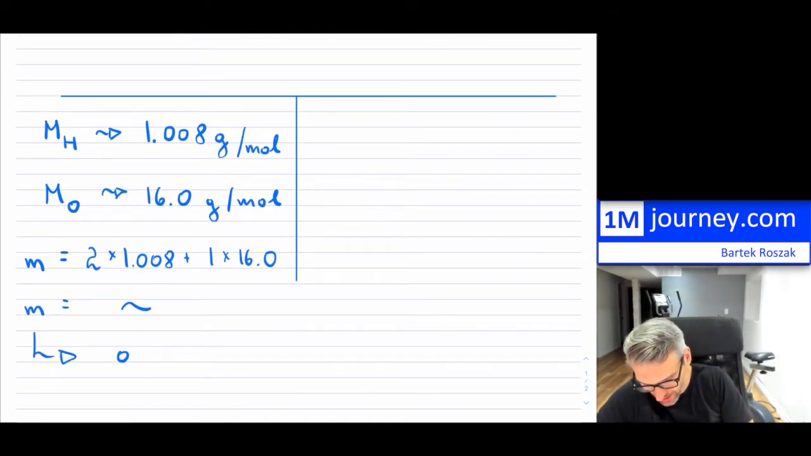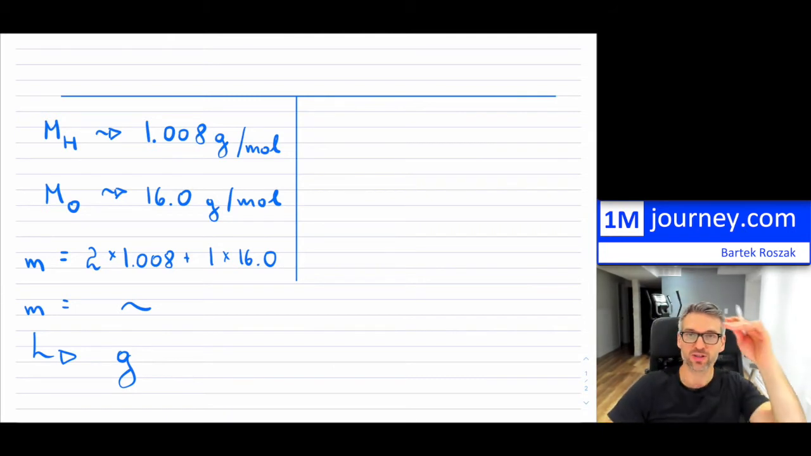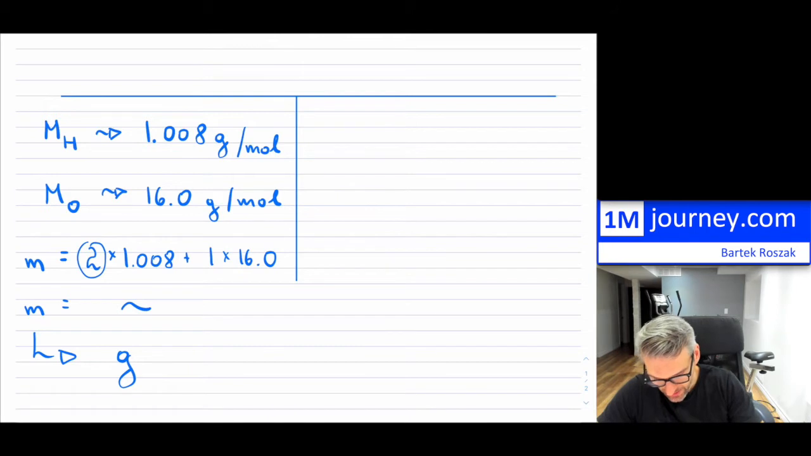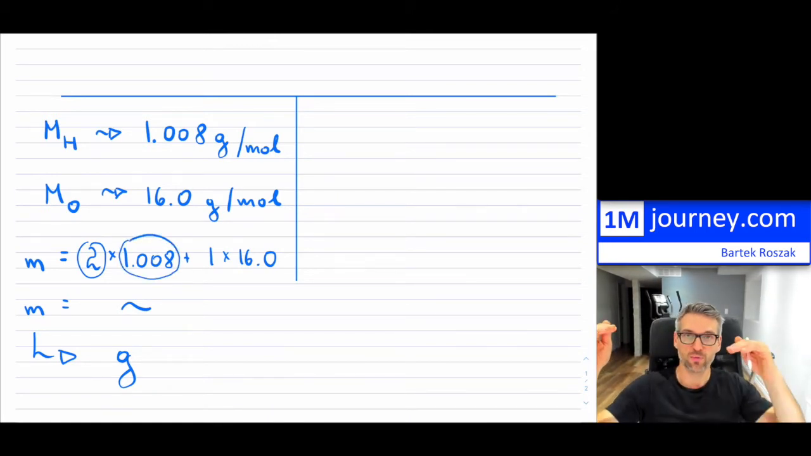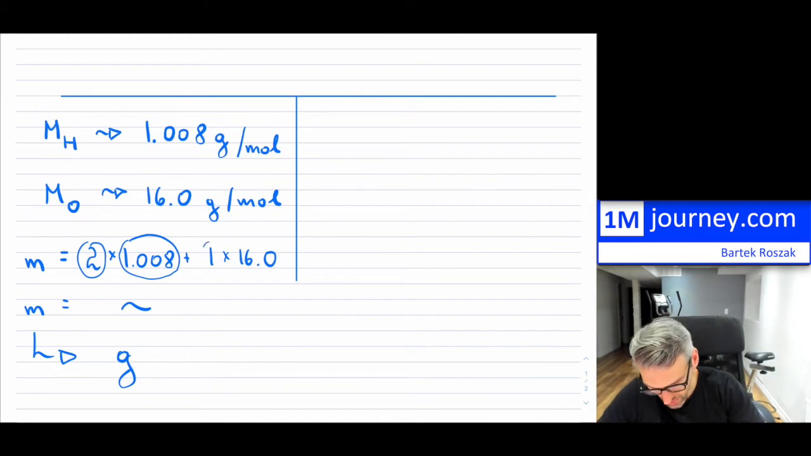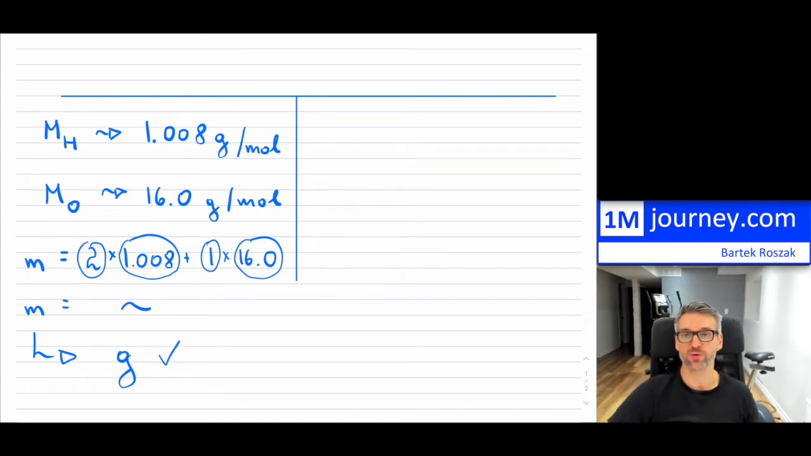Once you compute it, it's in grams because the units of the moles cancel out. Because this is 2 moles, this is grams per mole, so the moles at the bottom will cancel, and then this is 1 mole, and this is grams per mole. Again, that would cancel, and you just have grams. So you do have consistency when you're adding them up.